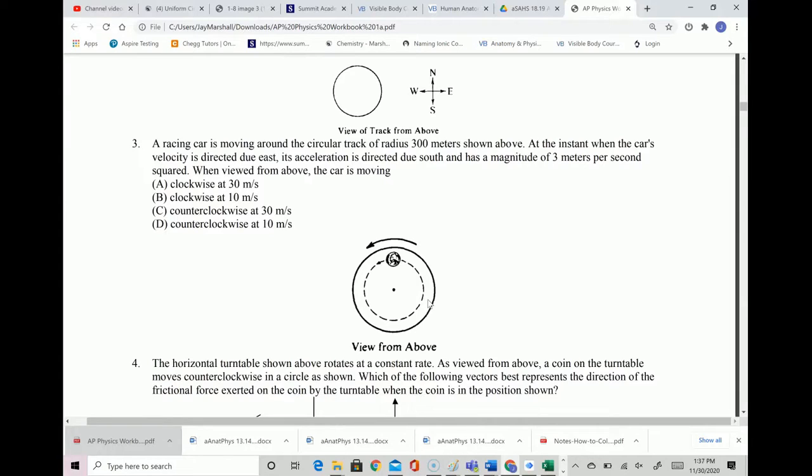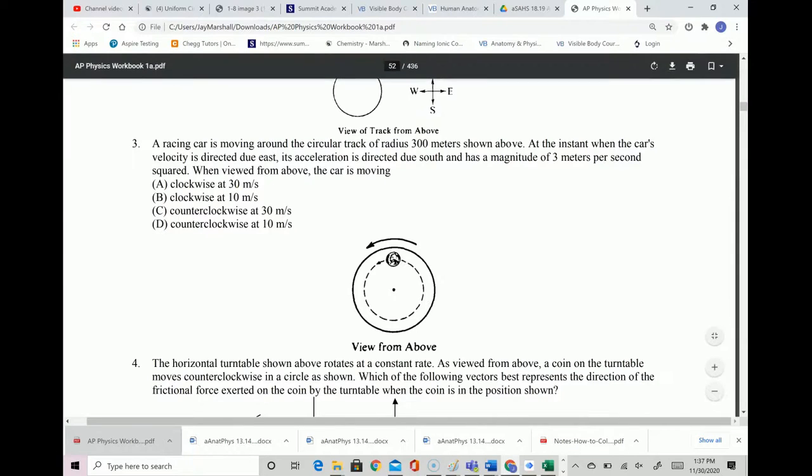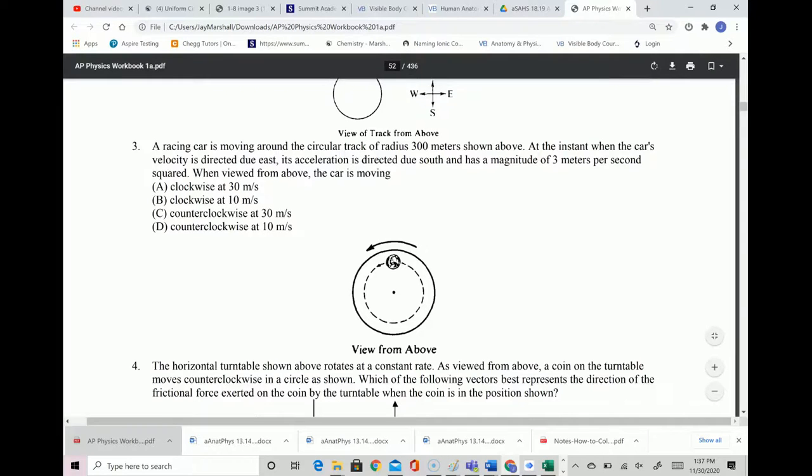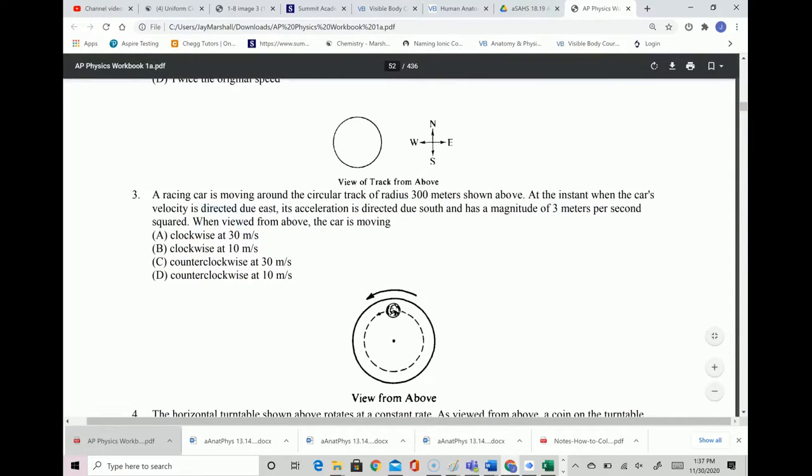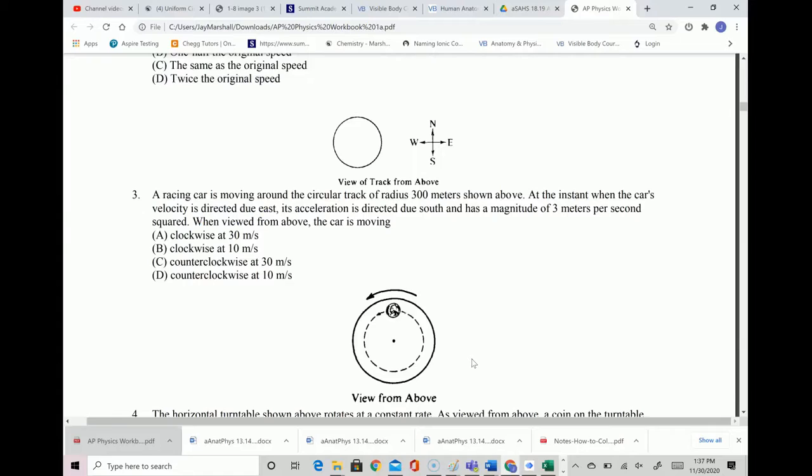Racing cars moving around the circular track of radius 300 meters is shown above. At the instant when the car's velocity is directed due east, so I would come and write an arrow on that. I'm not going to be able to here, but at the instant when the car's velocity is directed due east, its acceleration is directed due south and has a magnitude of 3 meters per second squared.